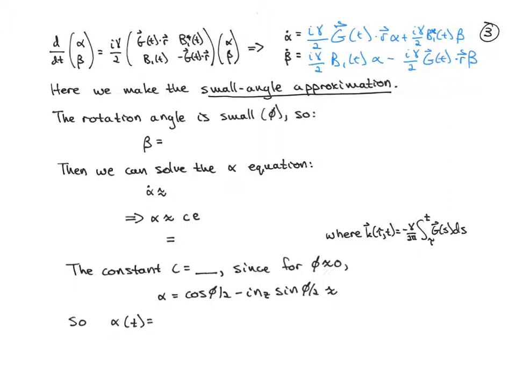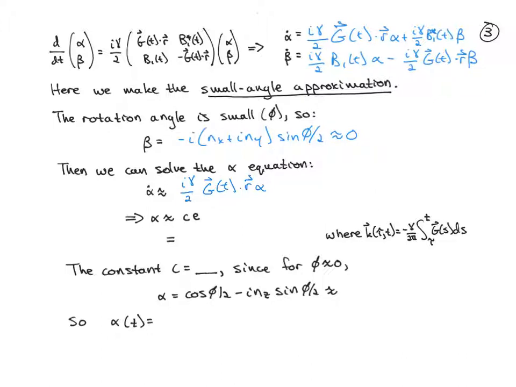Okay, so here's where we're going to make the small angle approximation. We're going to assume that the rotation angle phi is small at this instant, and so beta, which is equal to minus i times nx plus i ny times sine phi over 2, is approximately 0. That allows us to solve the alpha equation, because now the alpha equation is approximately i gamma over 2 g vec of t dot r vec times alpha, since the beta term vanishes.